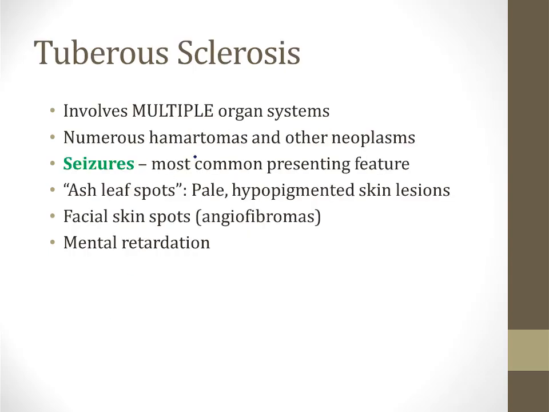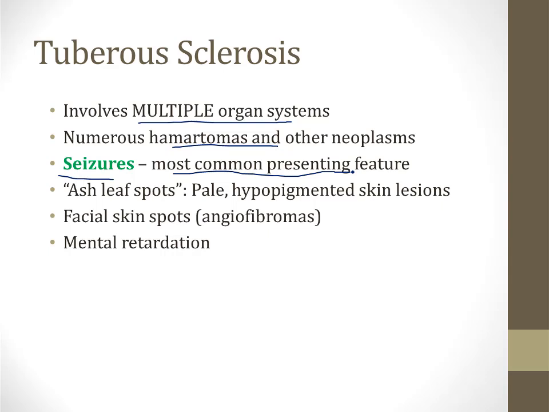Tuberous sclerosis involves multiple organ systems, not just the heart. In many different organs in the body, hamartomas and other neoplasms will form. Neoplasms can form in the central nervous system, and this can lead to seizures, and this is the most common presenting feature of this condition. It's usually going to be a child who presents with seizures.